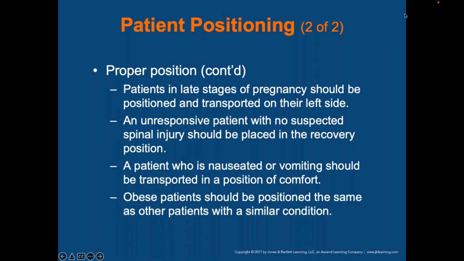But that's it, though. A patient who is unresponsive with no suspected spinal injury should be placed in a recovery position on their side. Or there, if they happen to vomit, they can protect their airway. Patients who are nauseated or vomiting should be transported in a position of their comfort as long as they can maintain their own airway. Obese patients should be positioned the same with a similar condition.